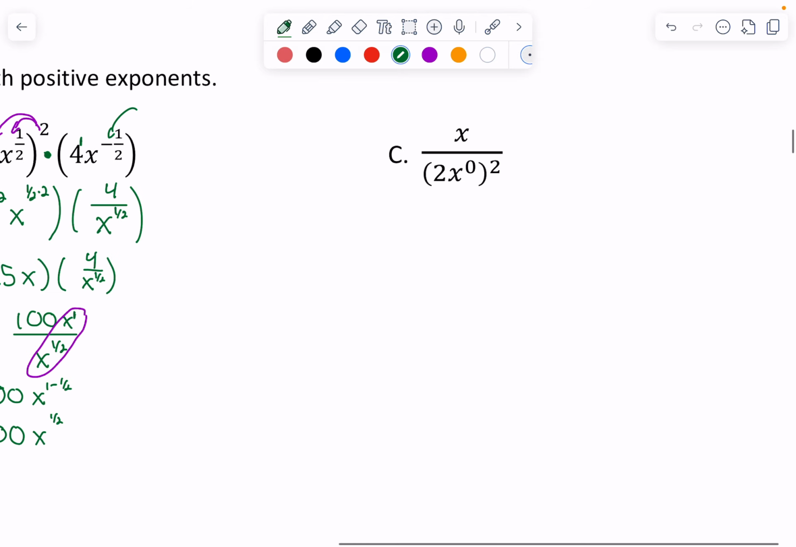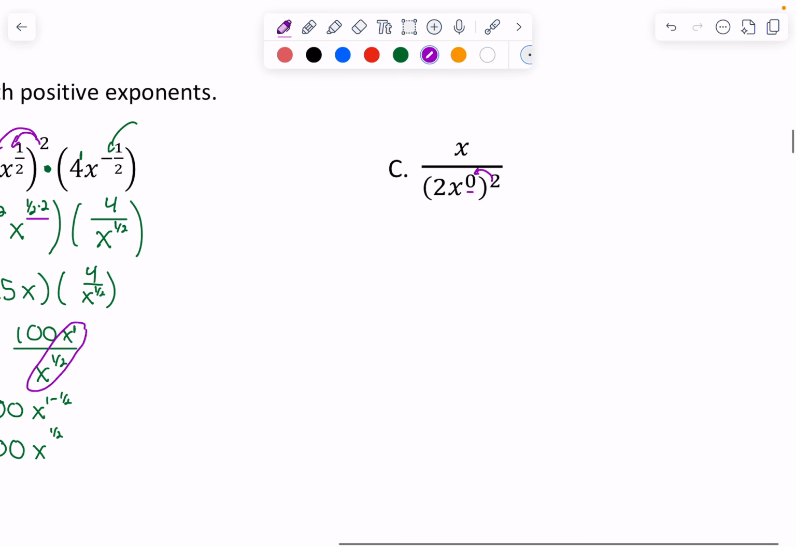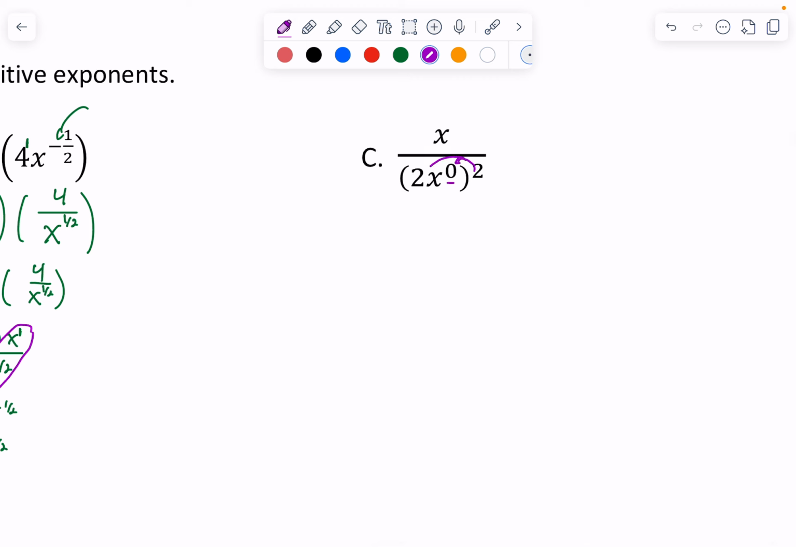The next one, x being divided by 2x to the 0. Okay, so don't let this 0 confuse you. The rule still applies. You take this 2 and you multiply whatever exponent number is here, just like we did over here where we took the 2 and the half, right? So that is 2 to that times that 0, and 2 times this 2. So this becomes x divided by, well, 2 to the power of 2 is 4, and then x to the 0 times 2 is still x to the 0. Nothing changes there.